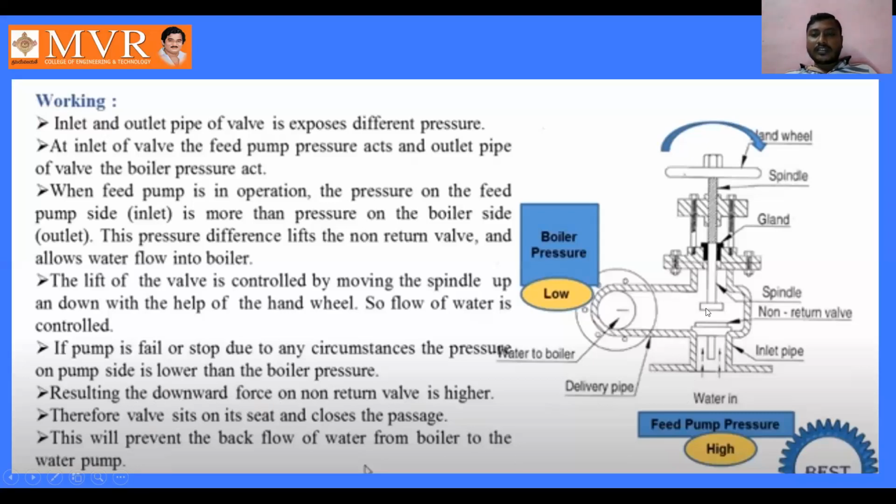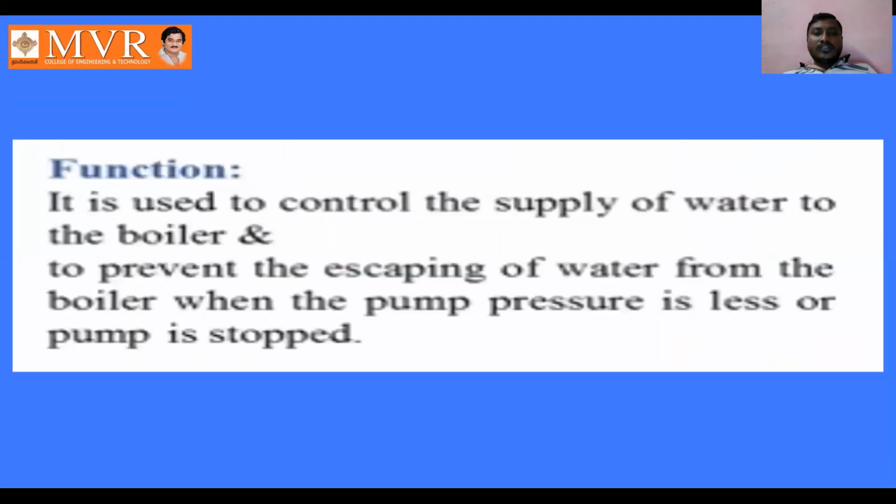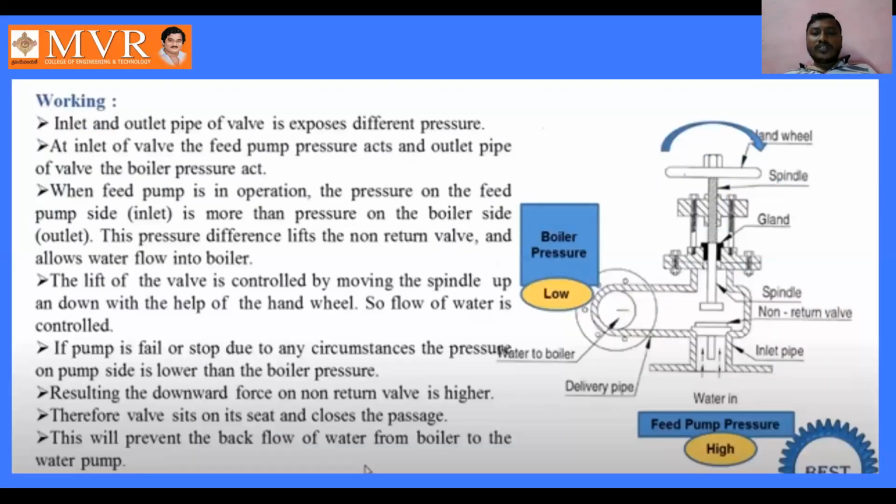Hence, when we rotate the handle, the spindle moves downwards and sits on the non-return valve. This prevents the backflow of water from the boiler to the water pump. Hence, we control the flow of water into the boiler shell. This is the working principle of the feed check valve. The feed check valve is used to control the water which should not enter the boiler shell.